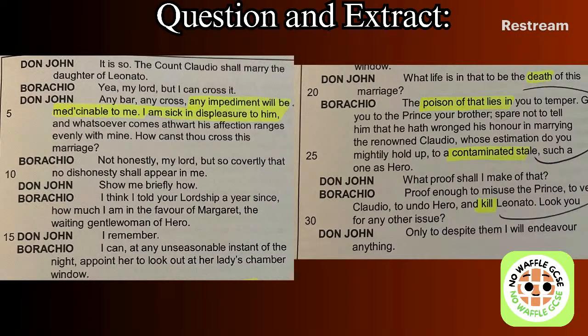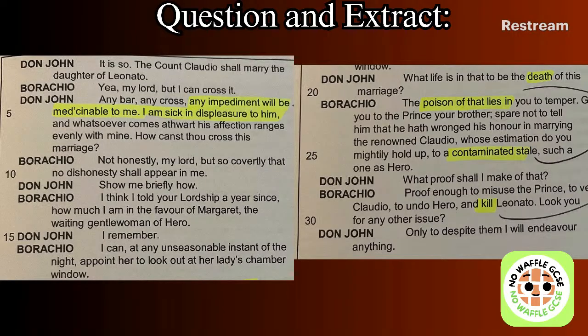Don John says, "I remember." Barrachio says, just talking more about that. And then Don John says, "What life is in that to be the death of this marriage?" Barrachio says, "The poison of that lies in you to temper. Go you to the prince, your brother, spare not to tell him that he hath wronged his honour in marrying the renowned Claudio, whose estimation do you mightily hold up a contaminated stale."